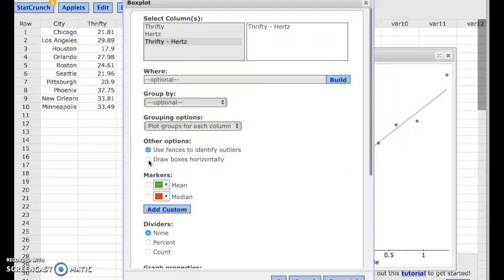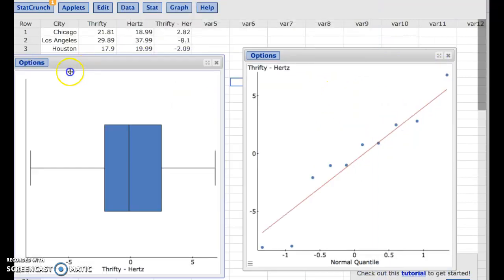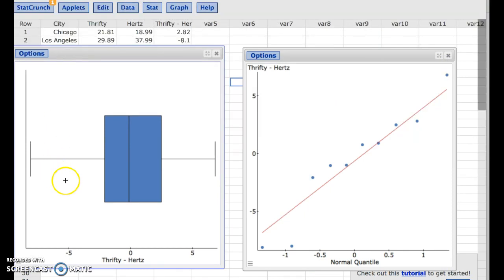Make sure you use your fences. Draw these boxes horizontally. And it looks like we're good to go.